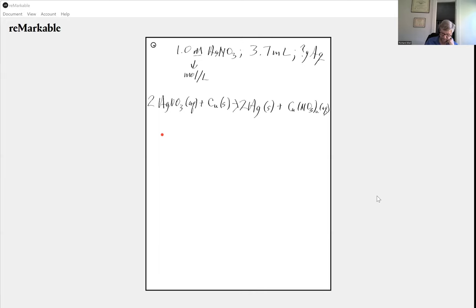We know we have 3.7 milliliters of our solution. Now, we can't use it directly because molarity is per liter, but it's a very easy conversion if I put it in the right way. Remember, you want the units to cancel. So milliliters goes on the bottom in this case. So the milliliters cancel. Actually, we can cancel out nitrate too. Now we throw in our molarity.